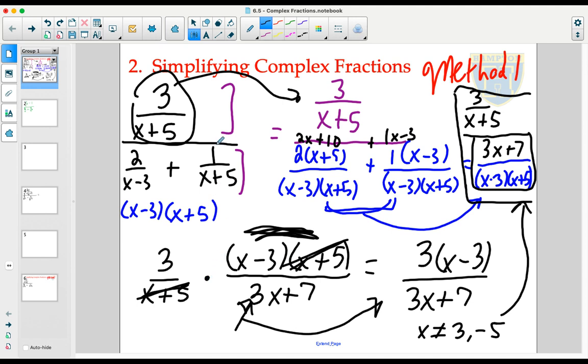Method number 1 requires you to look at the numerator and denominator separately, treat each of them as their own sum or difference, and then bring them together using the division of rational expressions.